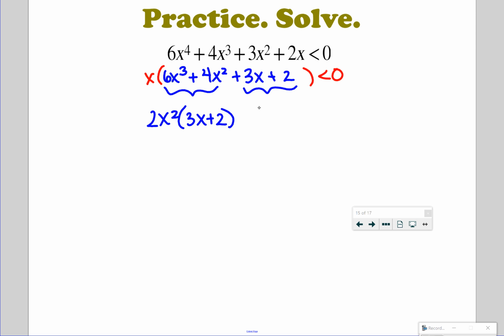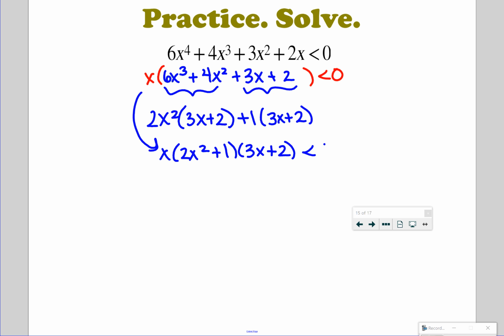The next pair of numbers don't have anything in common, so just a +1. 3x plus 2 would be left. And then if I condense all that together, I'd have 2x squared plus 1 and 3x plus 2. And then don't forget that x we factored out at the beginning. So this is your factored form of your inequality. I'm going to set each factor equal to 0.